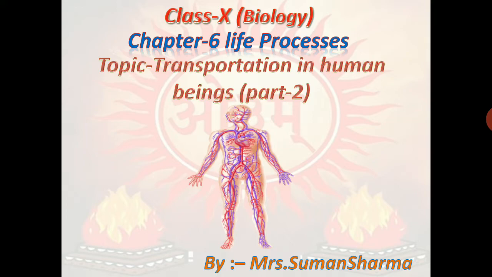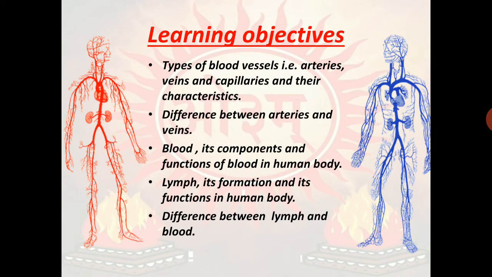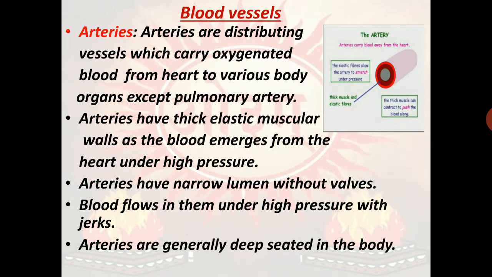In part 2, transportation in human beings, today you will learn about types of blood vessels, that is arteries, veins and capillaries and their characteristics, difference between arteries and veins, blood, its components and functions of blood in human body, lymph, its formation and its functions in human body, difference between lymph and blood. Let us start with blood vessels.